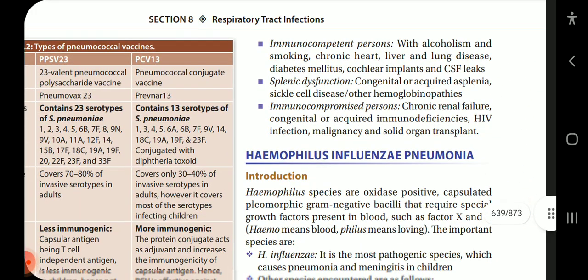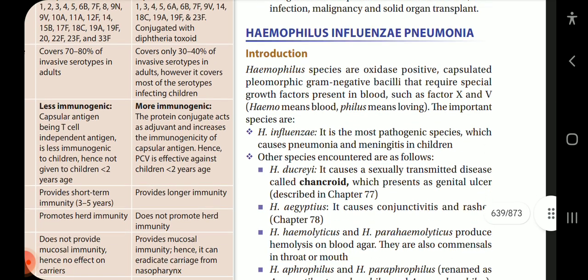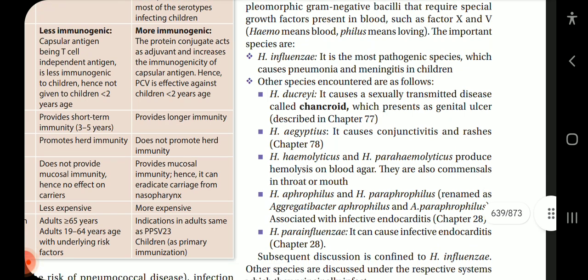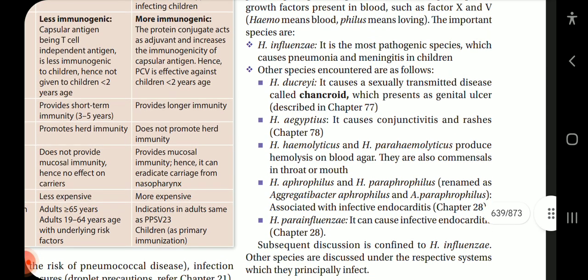factors. Now, PCV13 is known as pneumococcal conjugate vaccine. Brand is Prevnar 13. Contains 13 serotypes of Streptococcus pneumoniae. Covers only 30 to 40% of invasive serotypes in adults. However, it covers most serotypes infecting children. More immunogenic, the protein conjugate acts as adjuvant and increases the immunogenicity of the capsular antigen.